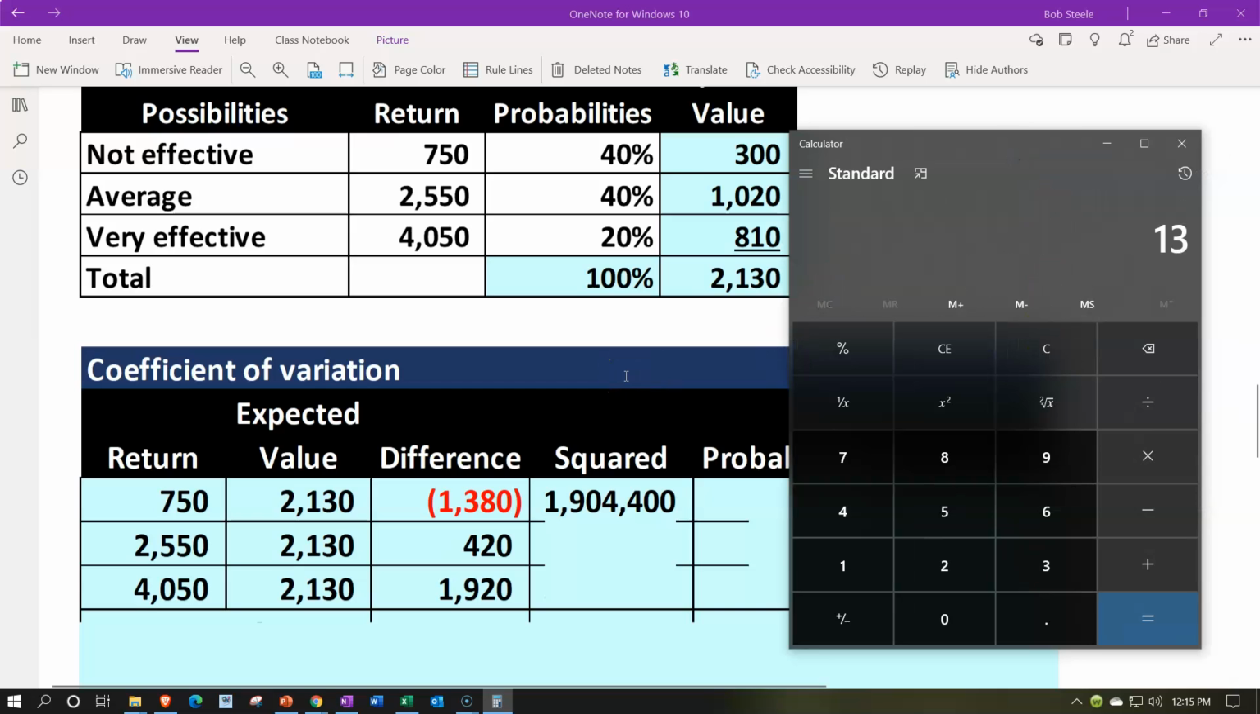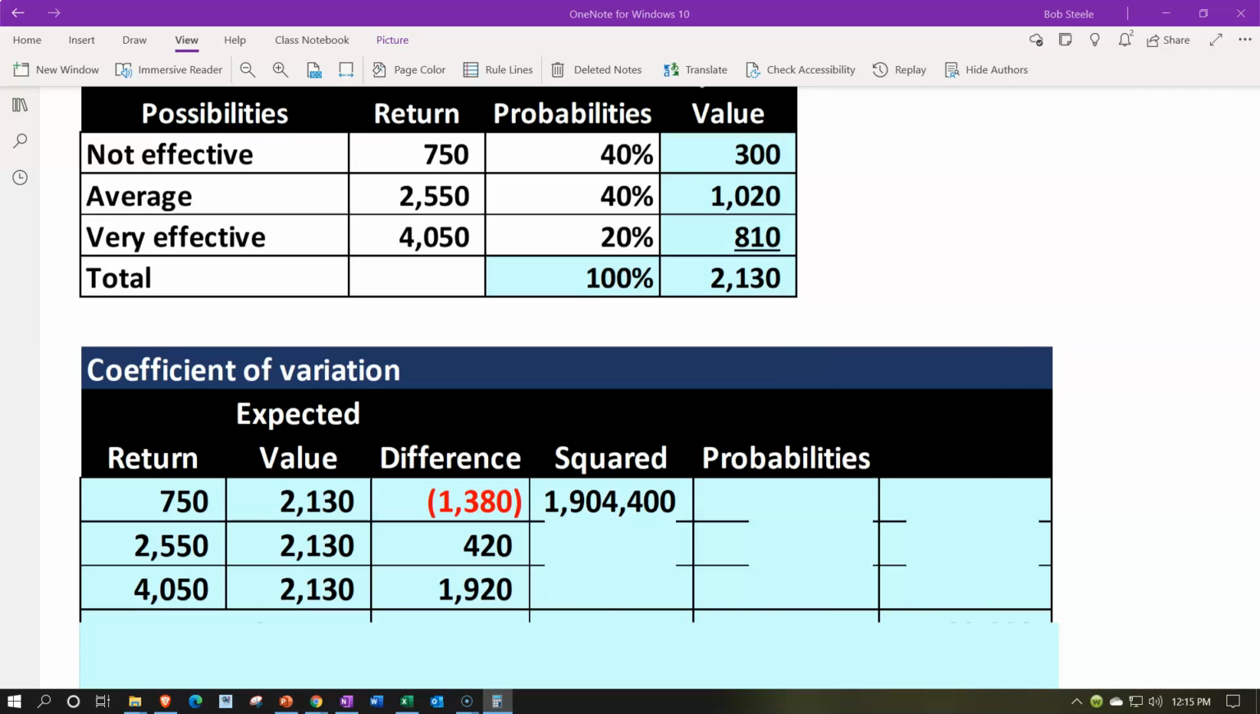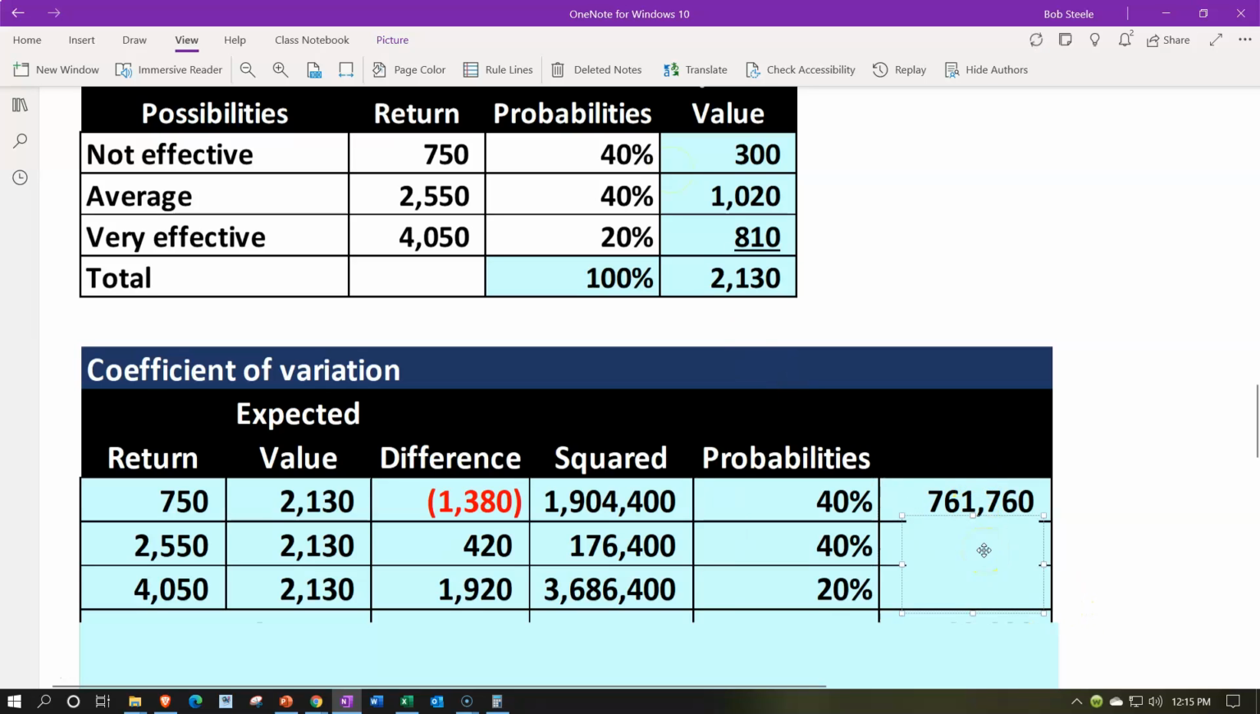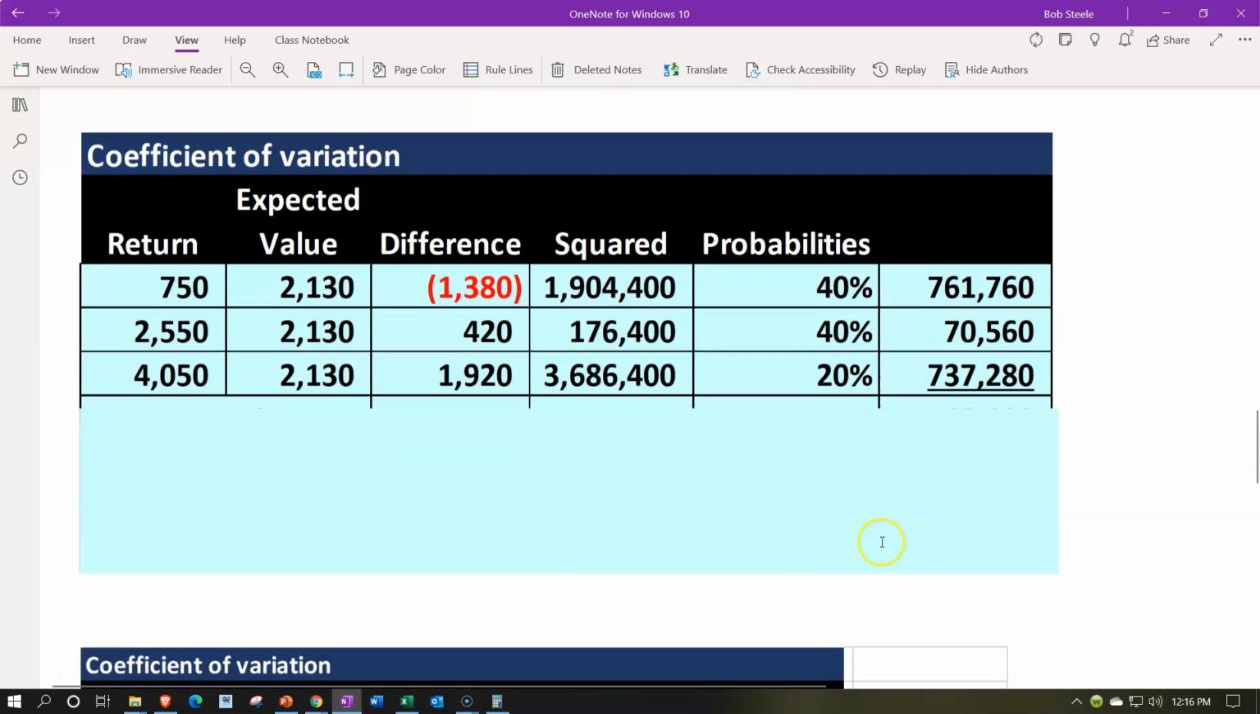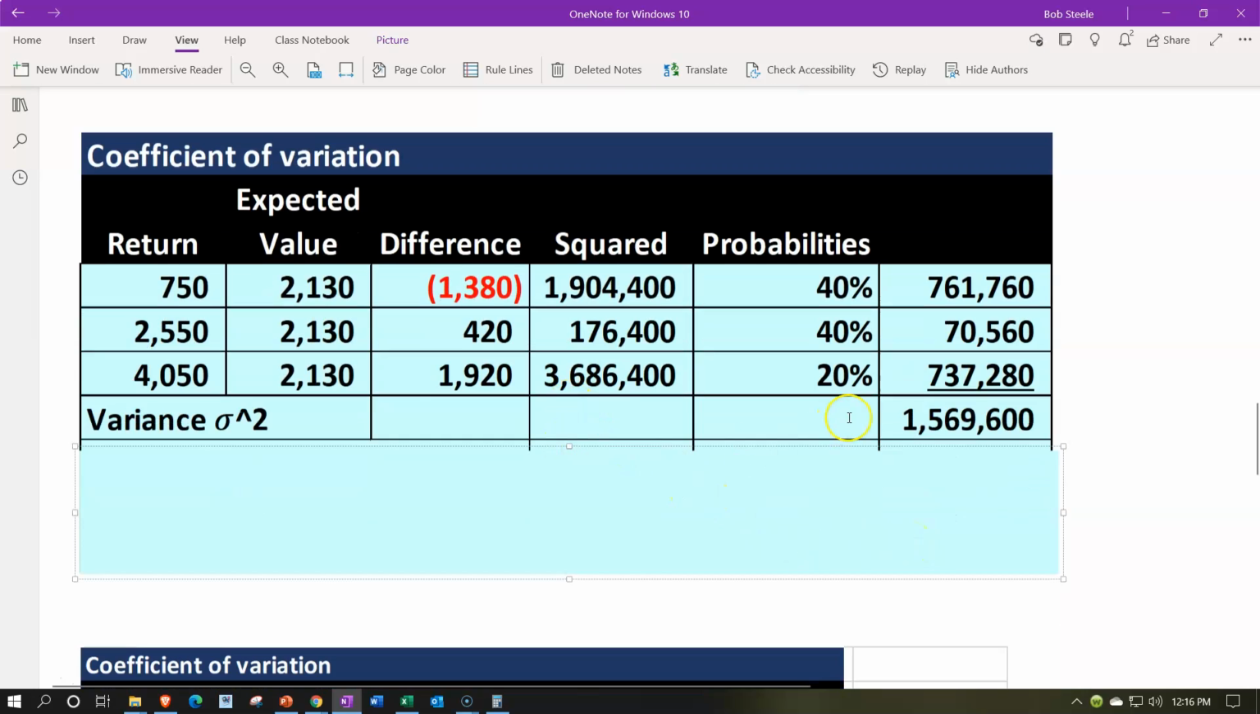We're going to take the 1380 negative and square it, which is the 1,904,400. The 420 squared is the 176,400, and the 1920 squared is the 3,686,400. Applying the probabilities, that being the 40, 40, 20: the 1,904,400 times the 40% is the 961,760. The 176,400 times the 40% is 70,560, and the 3,686,400 times the 20% is the 737,280. Adding those three numbers up, we're at the 1,569,600, that being the variance.